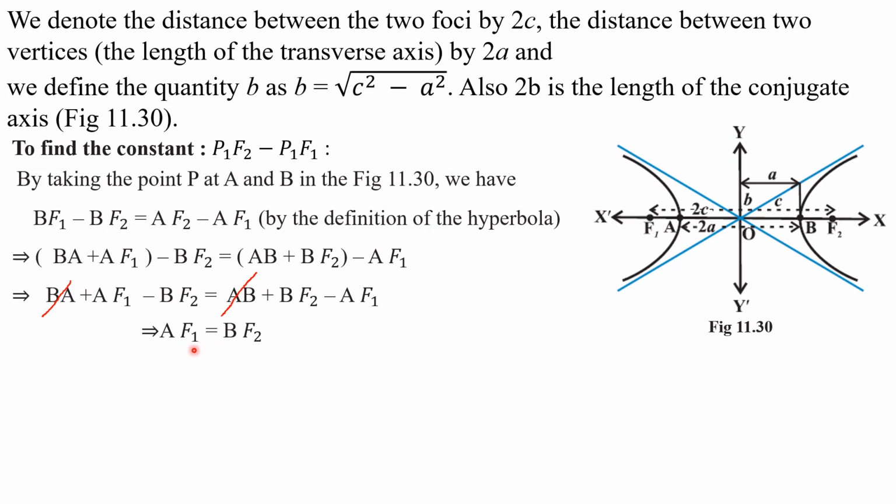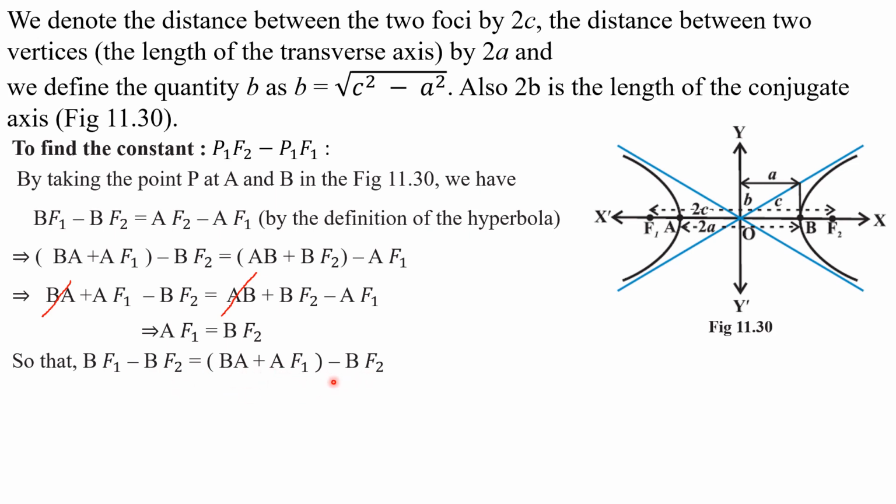Understood this step? AF1 is equal to BF2. See this figure, AF1 is equal to BF2. These two distances are equal. So that BF1 minus BF2 is equal to BA plus AF1 minus BF2. Here let us take this expression: BF1 minus BF2 is equal to, previously we wrote, BA plus AF1 minus BF2.